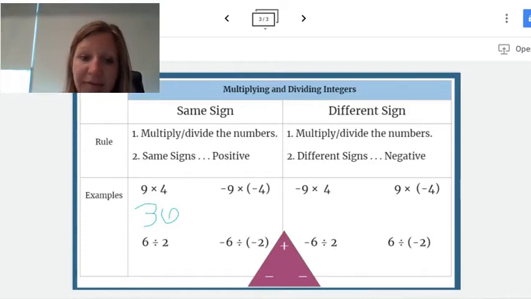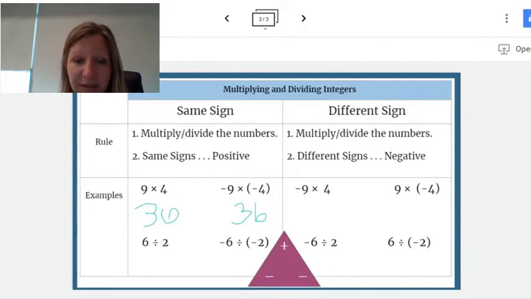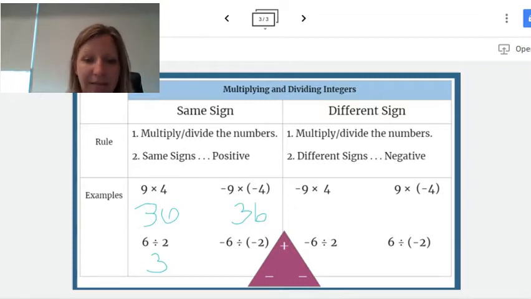If you take a look at -9 times -4, again, you multiply like you would multiply 9 times 4, which is 36. And a negative times a negative, because of the same sign, is going to be a positive. Same thing with division. Positive 6 divided by positive 2, it's going to give you a positive 3. -6 divided by -2, that's a negative divided by a negative. Same sign, going to be positive 3. Okay.